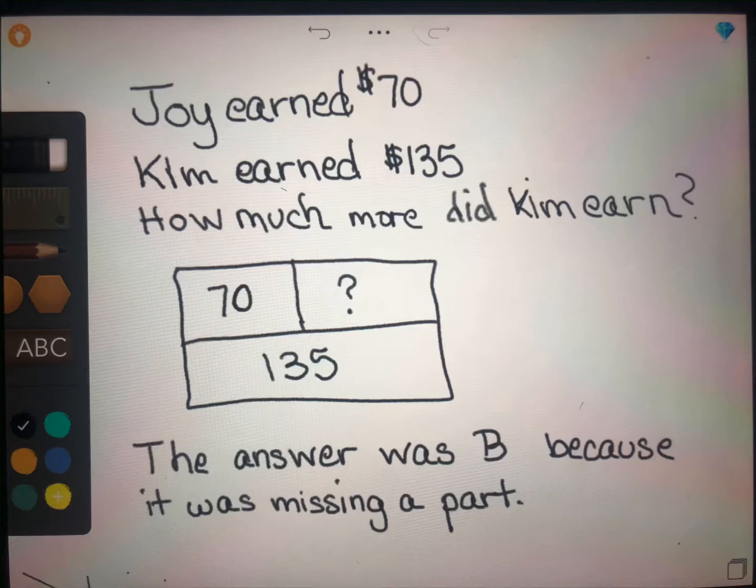By reading that question, we know that Kim earned the most money with $135, and that's going to represent her whole, so we put it on the bottom. And Joy earned just a part of what Kim earned, but we don't know how much more Kim earned. So when we set it up in our strip diagram, it looks like this because we're missing a part. The answer for the question ended up being B.